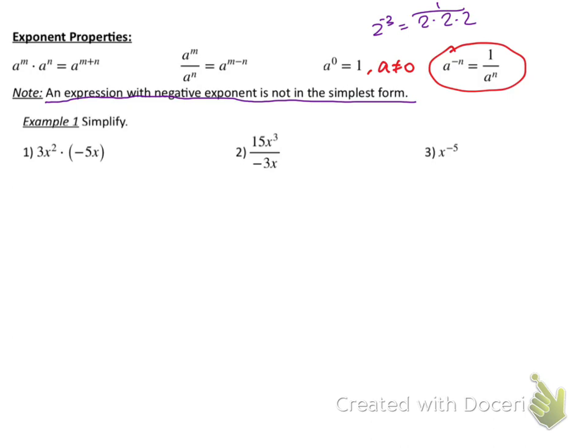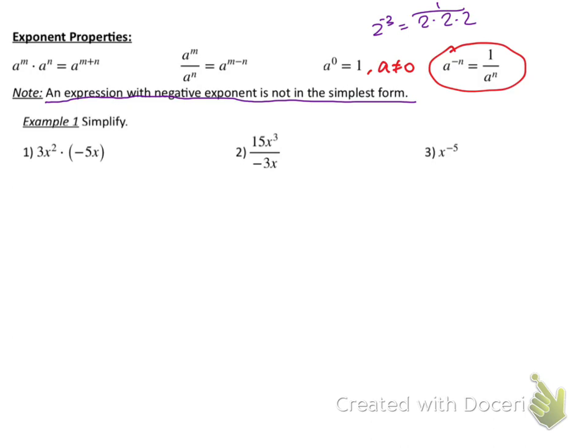Now let's see what kind of questions we are going to do. First we are going to multiply and divide terms. Again, sign, number, variable. When you multiply two terms, you multiply the sign by sign, number by number, then variable by variable.